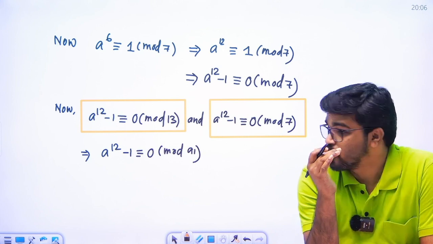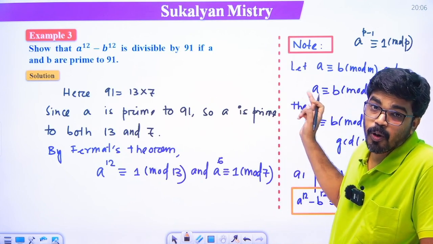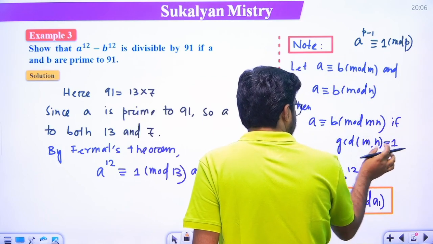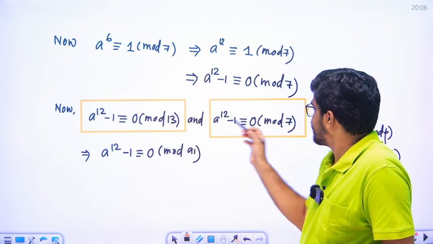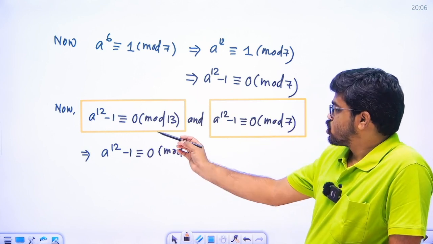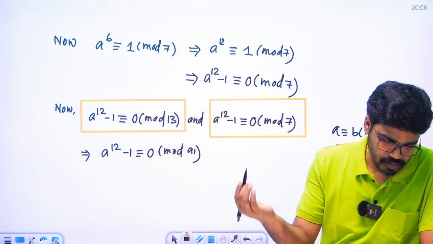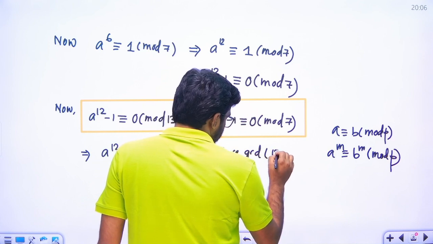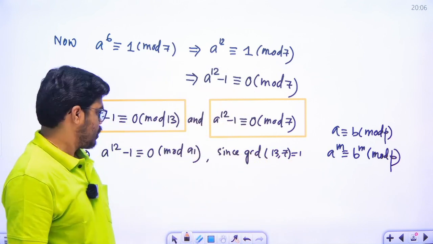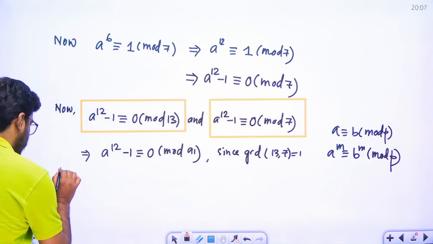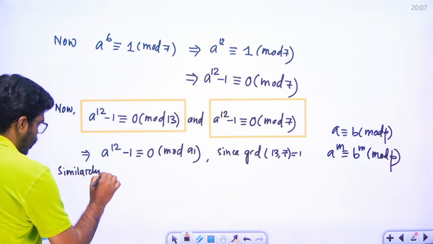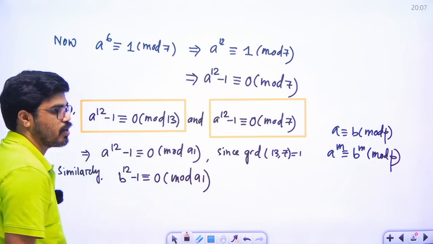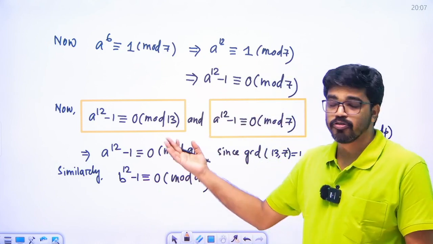A is congruent to b modulo m and a is congruent to b modulo n, then a is congruent to b modulo mn, provided GCD of m and n is 1, that is m and n are relatively prime. Here 13 and 7 are relatively prime. So we can write a to the power 12 minus 1 is congruent to 0 modulo 91. Why? Since GCD of 13 and 7 is 1. Similarly we can show that b to the power 12 minus 1 is congruent to 0 modulo 91. Exactly the same way, if you replace a by b you get this.